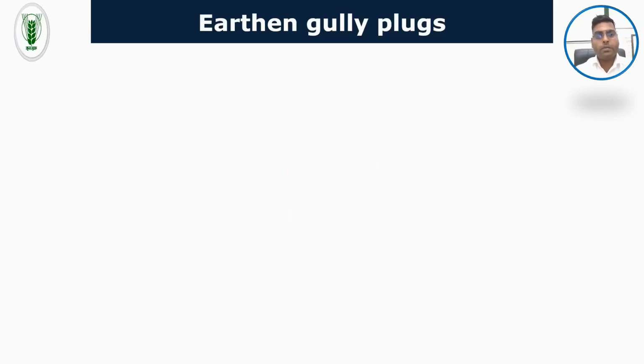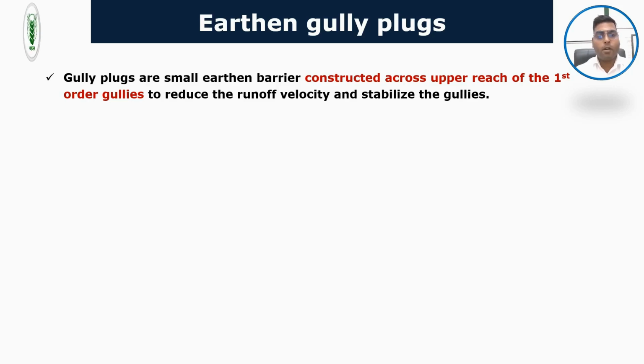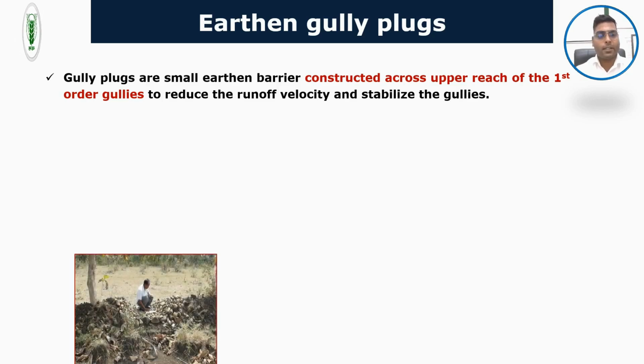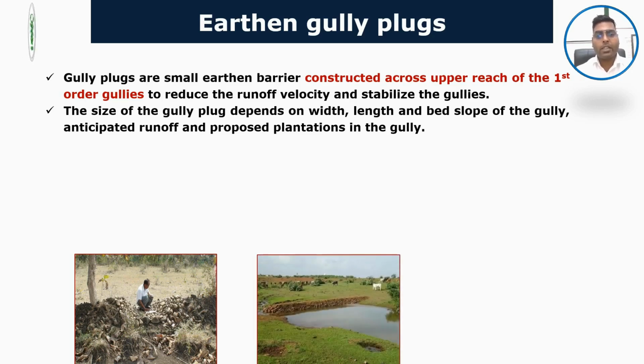So, first we will start with the earthen gully plugs. Gully plugs are small earthen barriers constructed across upper reach of the first order gullies to reduce the runoff velocity and stabilize the gullies. The size of the gully plugs depend on width, length, and bed slope of the gully, anticipated runoff, and proposed plantation in the gully.